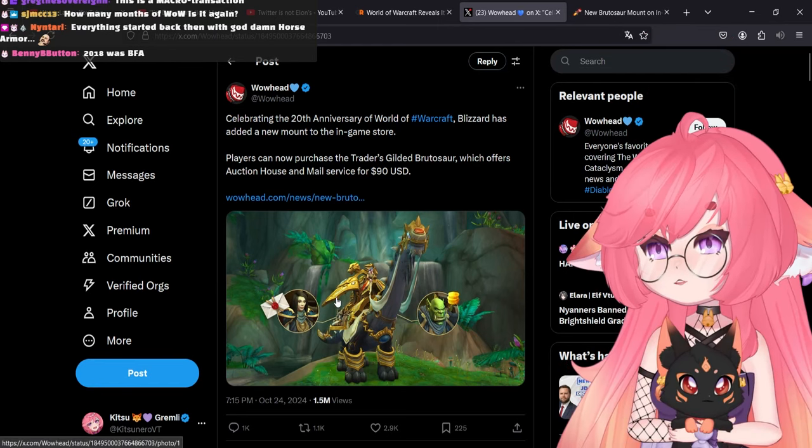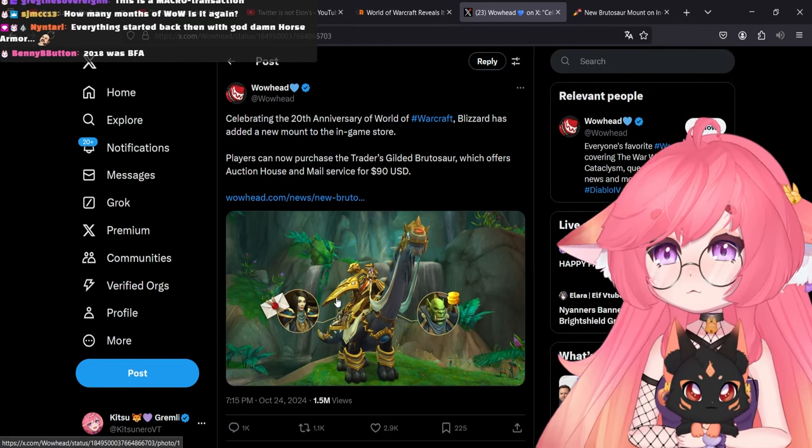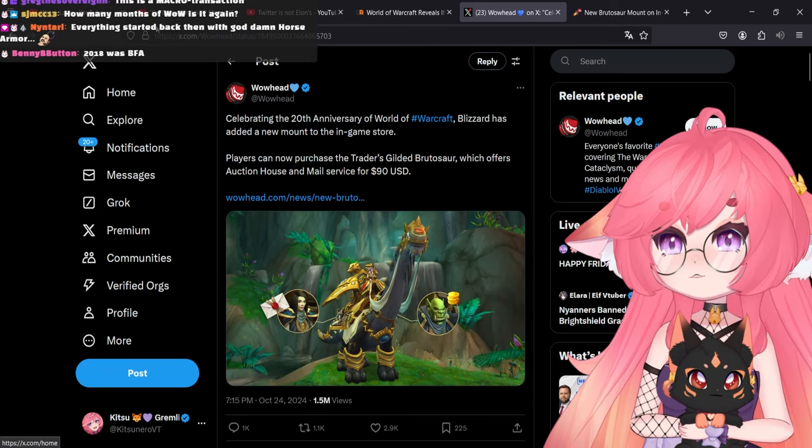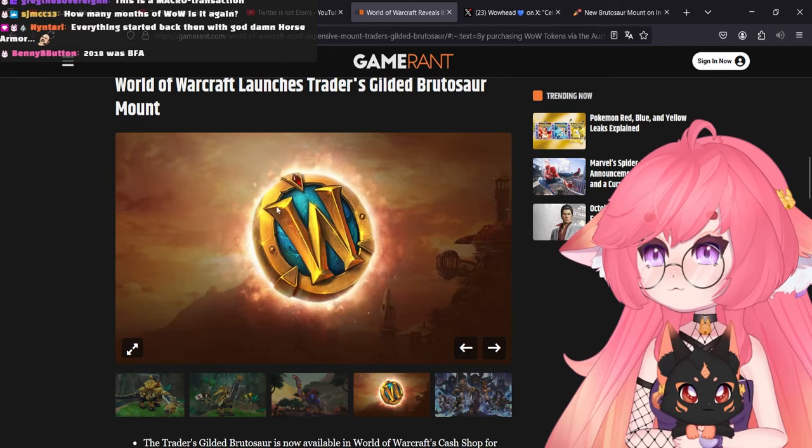This mount, but in green. That you could buy for 3 million gold. Now, why is this important? You see what this here is?